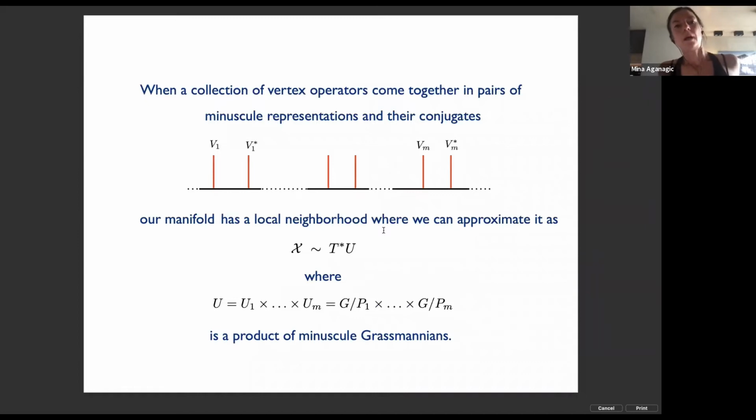Now, more generally, we don't want just one cap, we want several caps, because we want to use these to close knots eventually. So we want to bring together vertex operators in pairs colored by complex conjugate minuscule representations. When we do that, our manifold has a local neighborhood where we can approximate it as a cotangent bundle to a product of minuscule Grassmannians associated to the representations that come together.